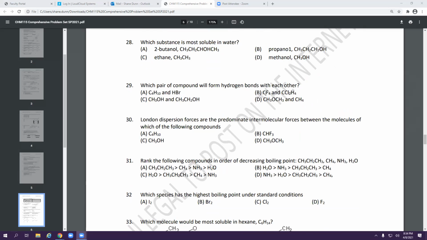Which pair of the compounds will form hydrogen bonds with each other? So what's a hydrogen bond?